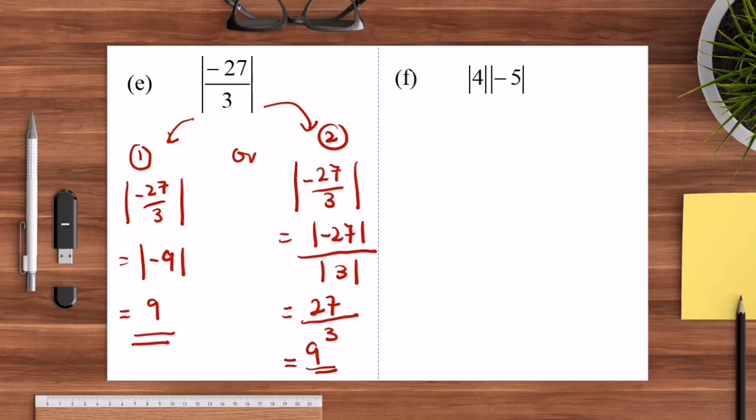For question F, absolute value of 4 multiplied by absolute value of negative 5. So this one, absolute value of 4 is 4, absolute value of negative 5 is 5. So then 4 multiplied by 5. Then we get 20.